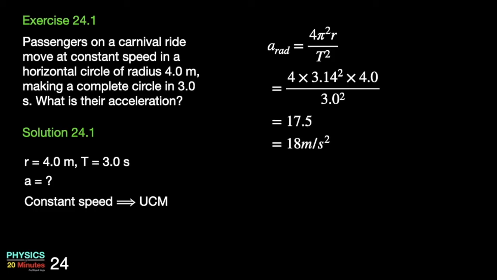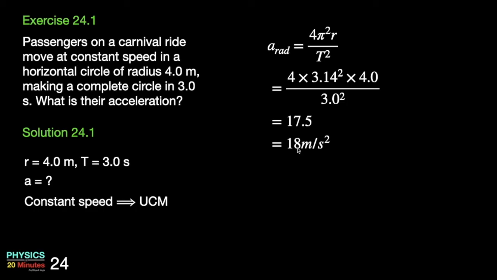The answer is 17.5. Since our least number of significant figures in the data is 2, we can restrict our answer to 2 significant figures. So we do a rounding off, and it gives you 18 meters per second squared.